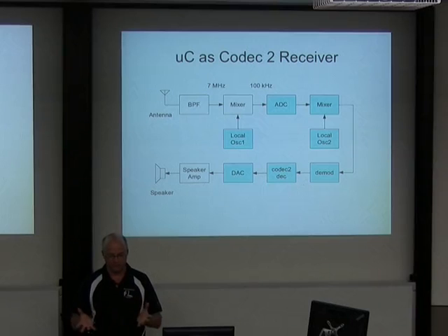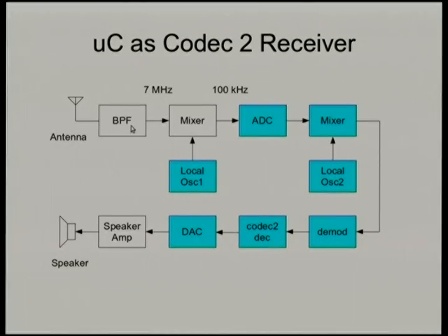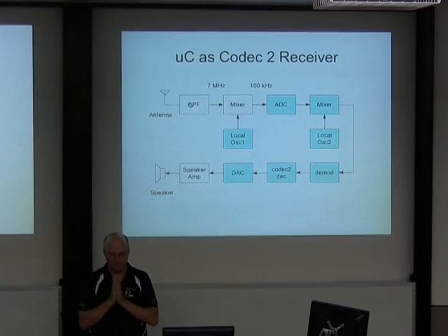For those of you who are not too familiar with how radios work, just briefly, you pick up the signal on the antenna here. In this case we're designed for the 7 megahertz frequency range, just a small part around 7 megahertz in the HF radio spectrum. We have a bandpass filter that knocks out all the other frequencies and just leaves a little slice of 7 megahertz.